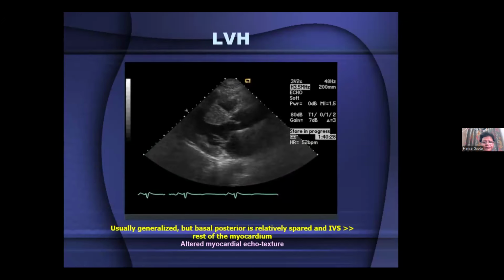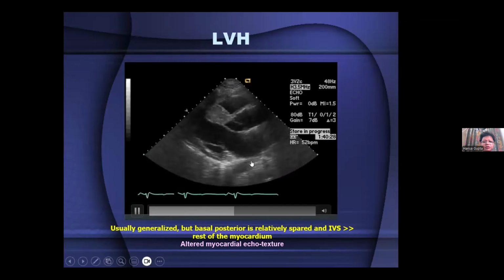Now look at this video. This is an important feature of HCM, which differentiates it from hypertensive heart disease also. Here you can see, this is a parasternal view. You can very well see the thickened anterior septum. The echo texture is also altered, but the basal posterior wall is spared. This is one of the characteristics of cardiomyopathy. Whereas in hypertensive heart disease, it is usually symmetric, and this will also be hypertrophied, right? So keep it in mind.